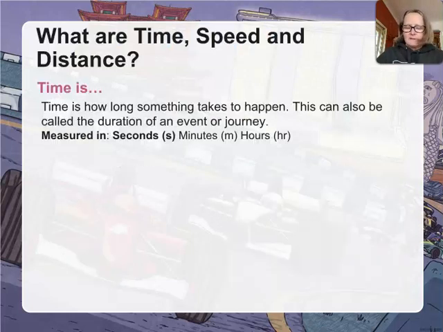So what are these? Time is how long it takes for something to happen, and other words that can be used to explain this are duration of an event or journey. And usually we would measure it in seconds, although you'll probably be familiar with minutes and hours and days as other measurements of time. But our standard unit of time is the second.